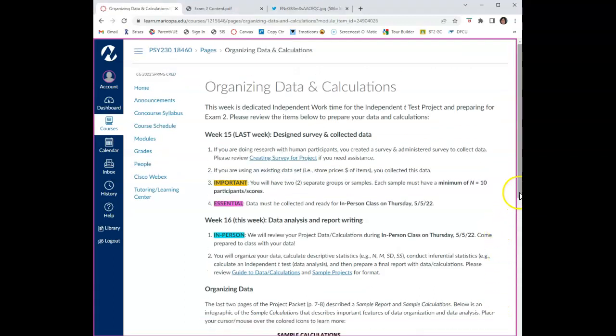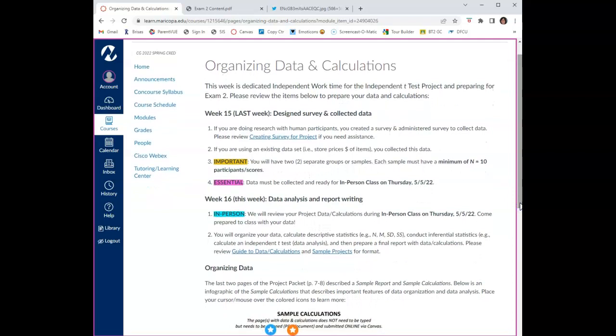The only section this week is on organizing data. This page reviews how your data should be organized and what calculations need to be completed. Please note the essential heading. Data should be collected and ready for in-person class on Thursday. If you feel comfortable, you may attempt the calculations on your own, and then we can check them during class. For in-person class, we will review the necessary calculations to complete your project.